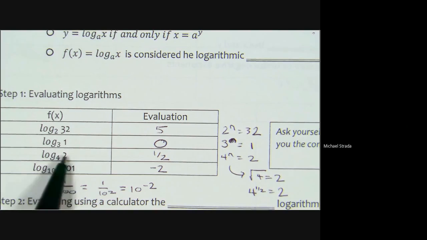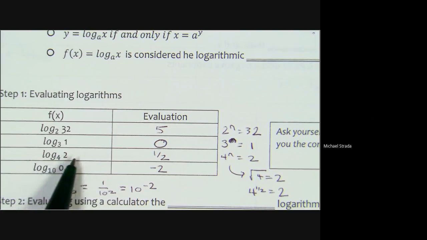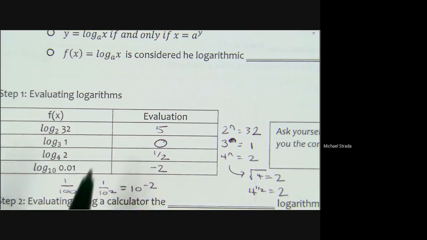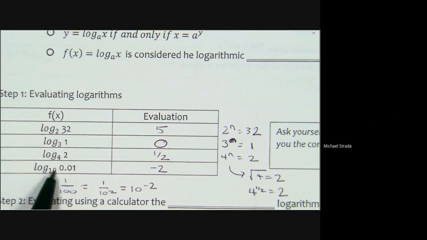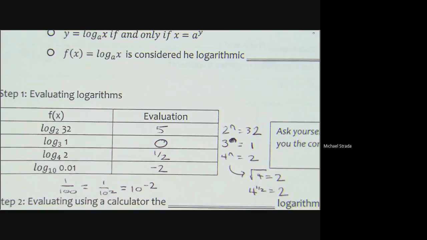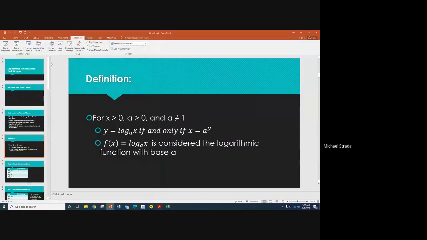Generally, when the number is smaller than the base but greater than 1, you're going to have a fraction or decimal. When the number is smaller than the base and less than 1, you're going to get a negative number. All right, so those would be the ones expected to do without a calculator at some point in your life.